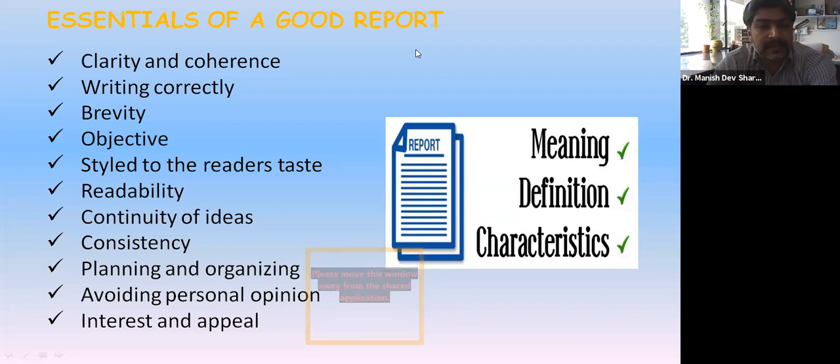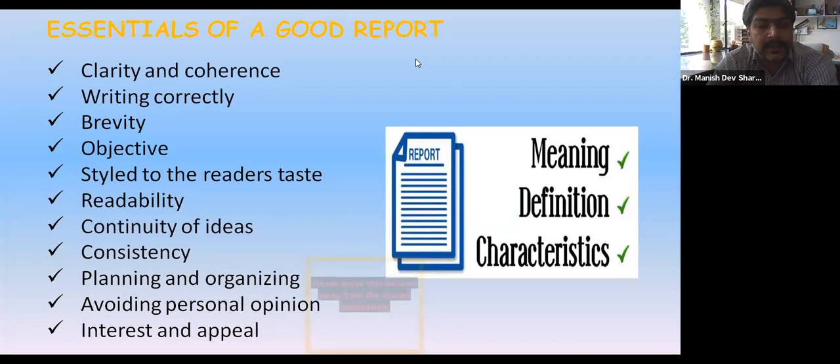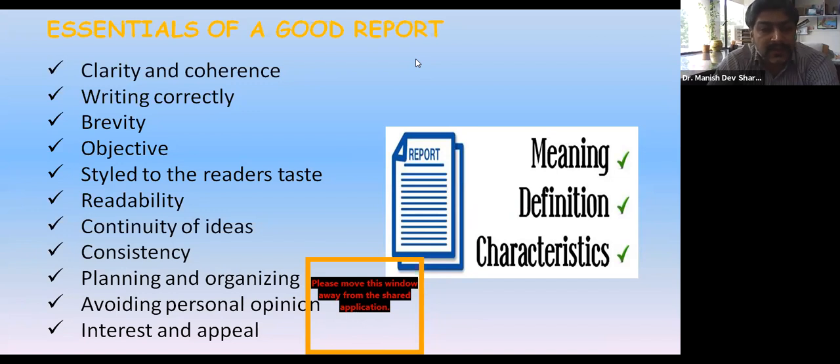The other thing is that it must show interest and appeal. Interest and appeal means that the report must create the interest of the reader. It should not be so boring that the person reading the first 2-3 pages finds it not interesting. It should be appealing. When the person has started reading the report, the fellow should read till the end.